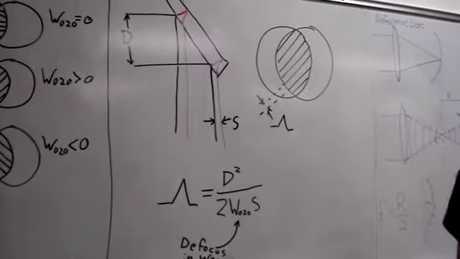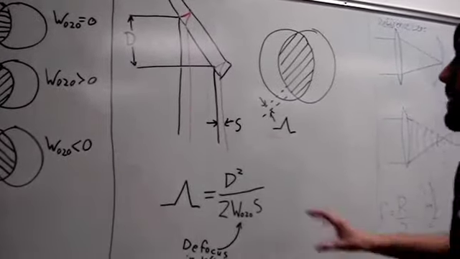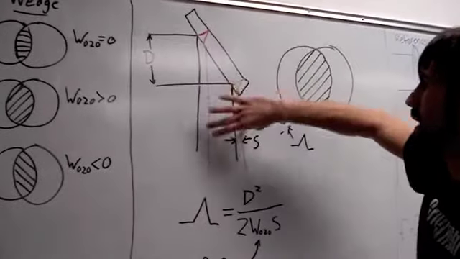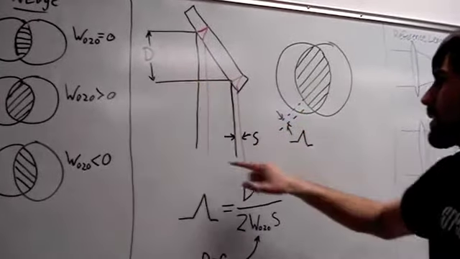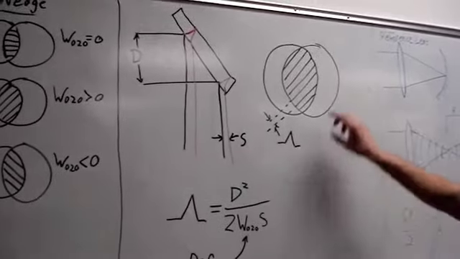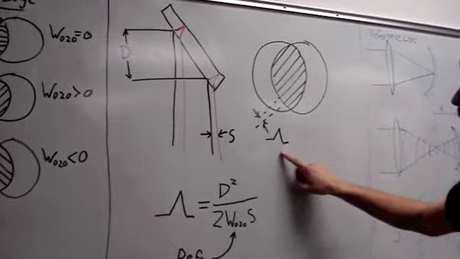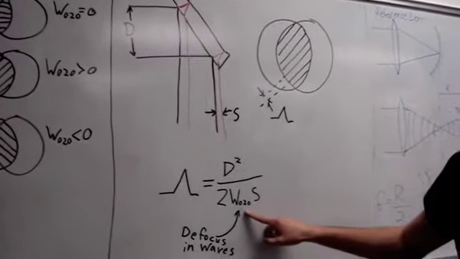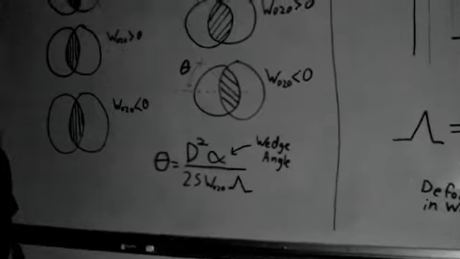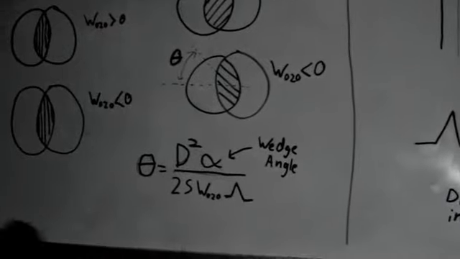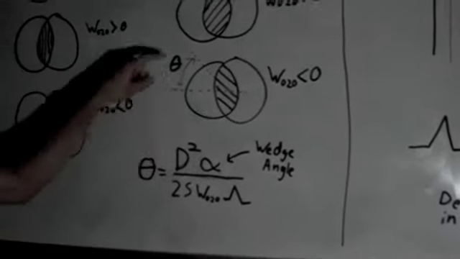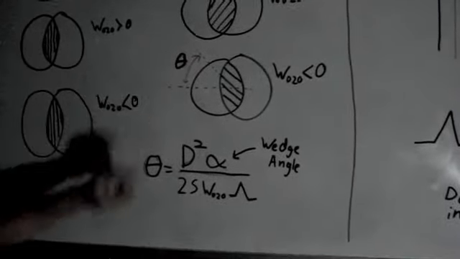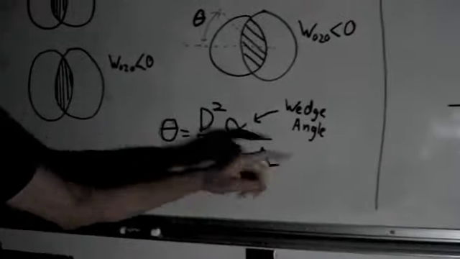So this is a little more about the shear plate interferometer. The beam comes in and then reflects off. This is the beam diameter, this is the shear distance, and this is the fringe spacing. Knowing these variables, we can calculate the defocus in waves in our system. After calculating the defocus in waves and also measuring the angle of the fringes, we can calculate the wedge angle in the interferometer.